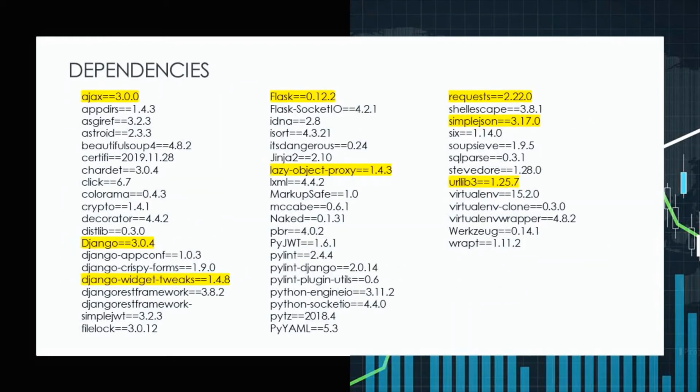So this is a list of all the dependencies. The main ones being Ajax, Django. Django widget tweaks is essentially a library that allows you to customize the built-in Django forms. So as we'll see moving forward, the register and login pages are essentially just the built-in Django forms, but they've been customized using the widget tweaks.